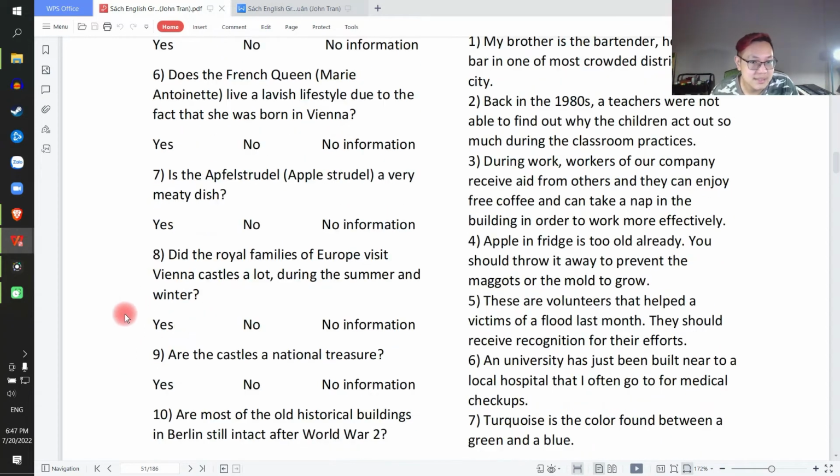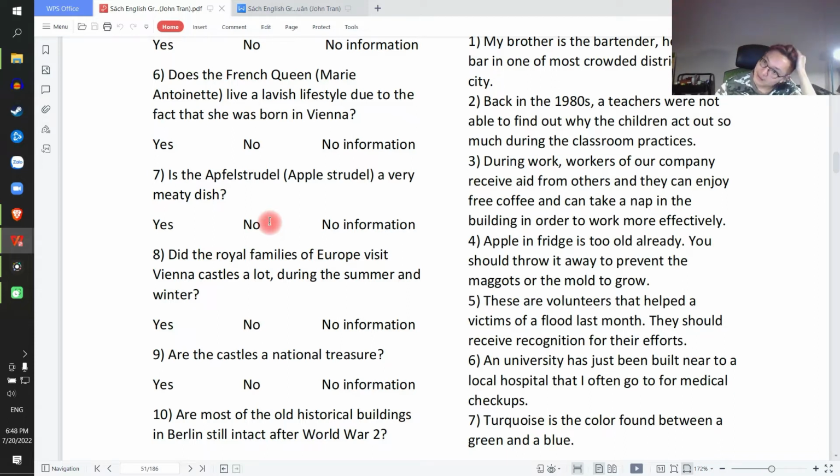Number 7. Is the Apfelstrudel or apple strudel a very meaty dish? Cái món mà bánh táo này, apple strudel này, có phải là một cái món mà rất là meaty, đầy thịt không? So number 7 is a no, because if you see, it's just like pastry and apple pieces. There's no meat in there, right?